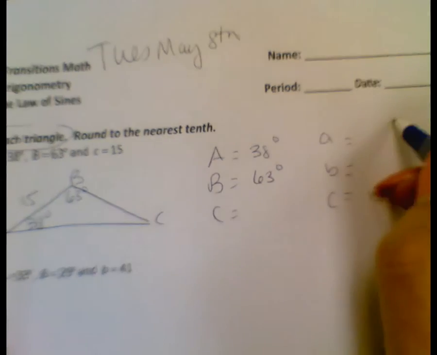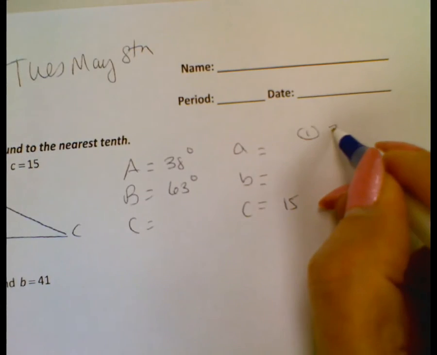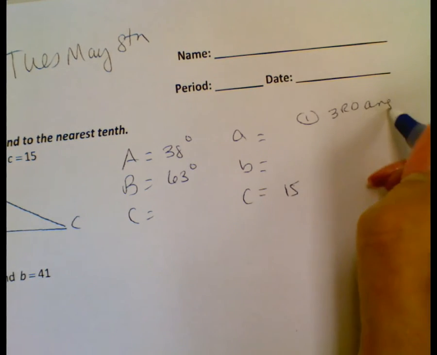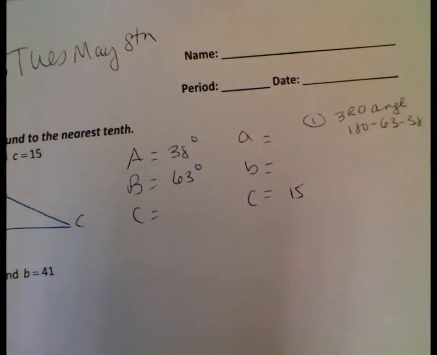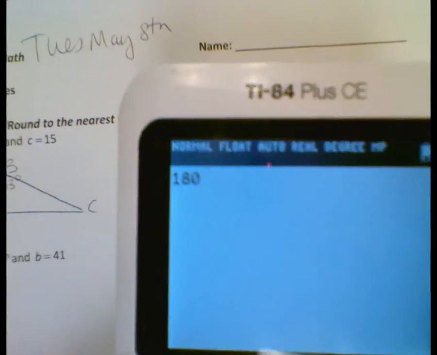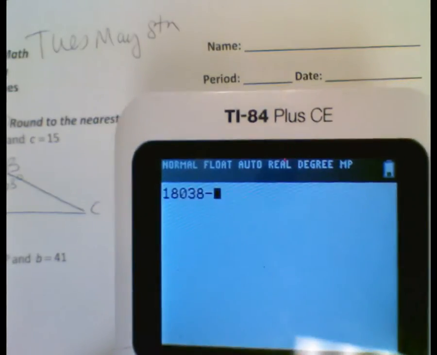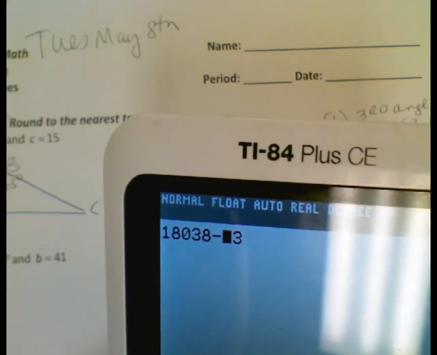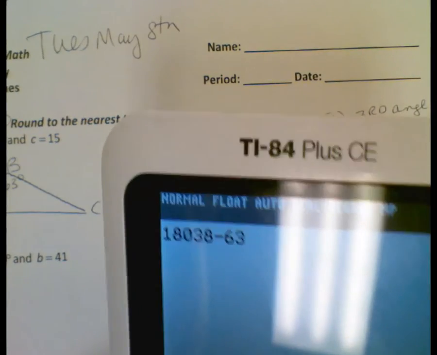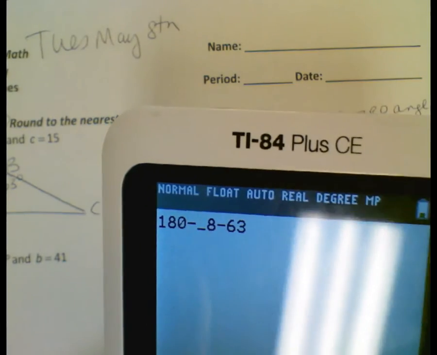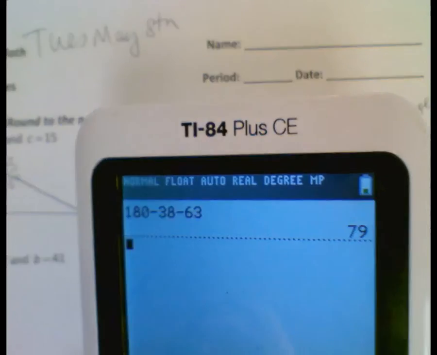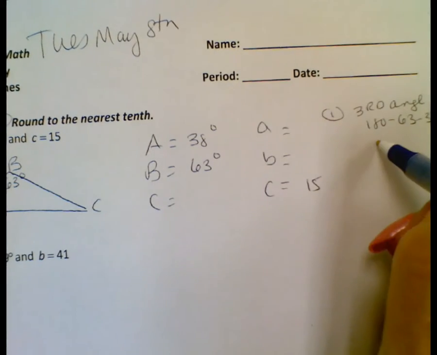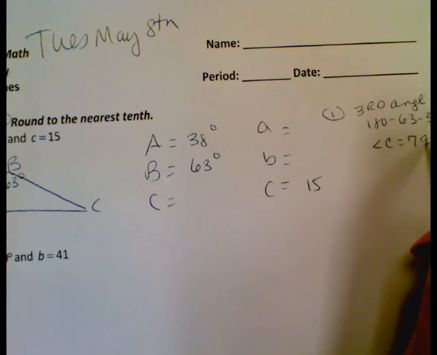First thing you're going to do is find the third angle. So we're going to take 180 minus 63 minus 38. Oops, I didn't do minus here. Second insert minus. There we go. And that is 79 degrees. Okay, so that means that angle C is 79 degrees.